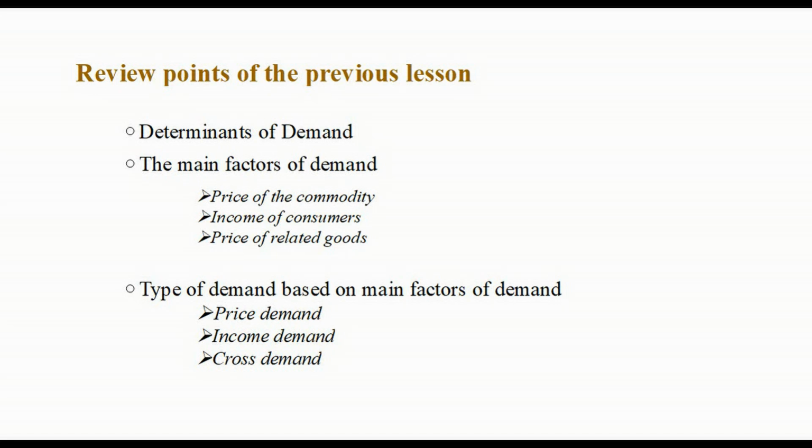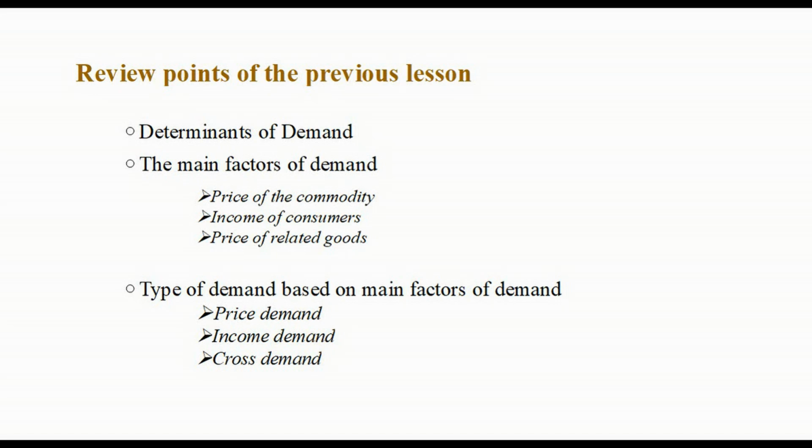Then we classify products into different categories: normal goods and inferior goods. In the case of normal goods, there is a positive relationship with the income of a consumer, and in the case of inferior goods, there is an inverse relationship with the income of a consumer. For normal goods, whenever there is an increase in the income of the consumer, demand also increases. If income decreases, the demand for normal goods also decreases.